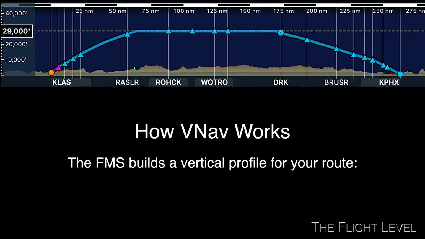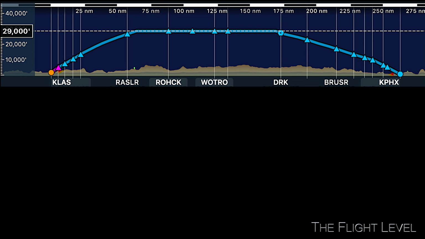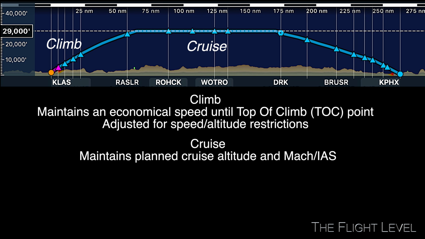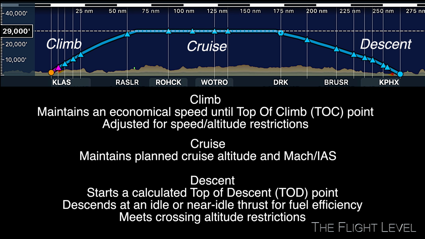The flight management system calculates the vertical profile for VNav to execute. During the climb, the aircraft maintains an economical speed until the top of climb is reached. VNav will adjust for speed and altitude restrictions. In cruise, VNav maintains the planned altitude and airspeed. For descent, VNav calculates the top of descent point, and the aircraft descends at an idle or near idle thrust for efficiency. Again, VNav will meet the altitude restrictions.